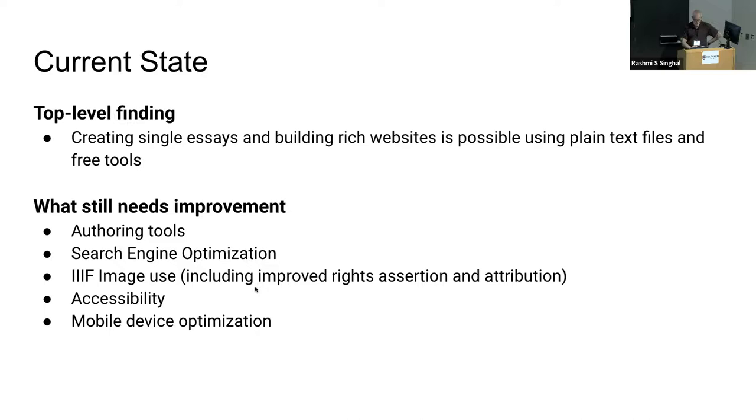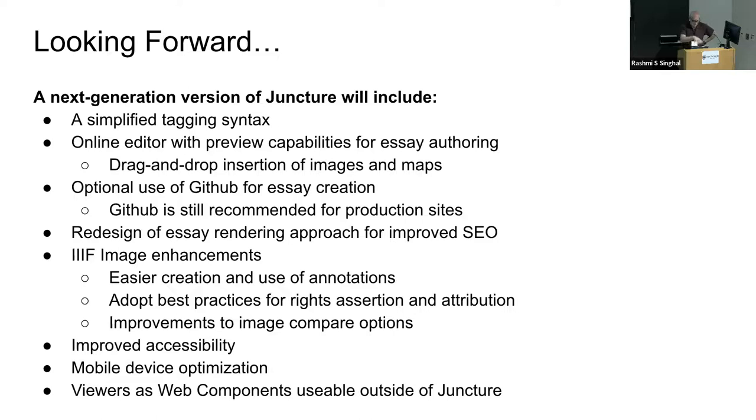I'd like to really take better advantage of IIIF. I think we're doing a decent job, but I'd like to do better. Accessibility is not great. That two-pane viewer approach doesn't translate great to mobile phones. I need to think more about how we're going to provide an easier flow back and forth between desktop and mobile. So there are a number of things we need to do. What I would like to do is, kind of this laundry list of things on this next page, some of which has already been done.